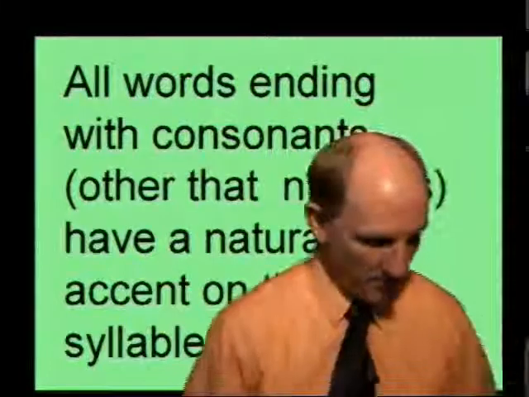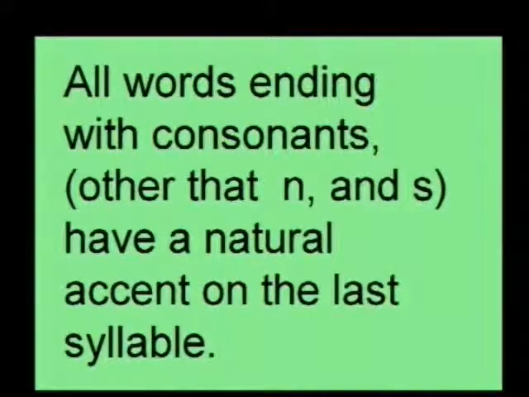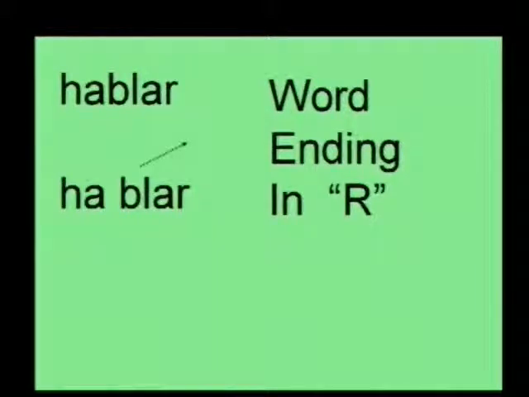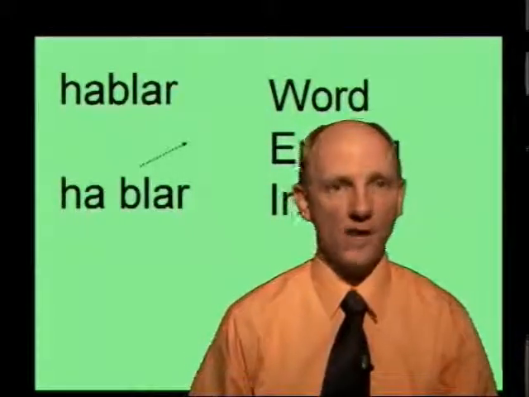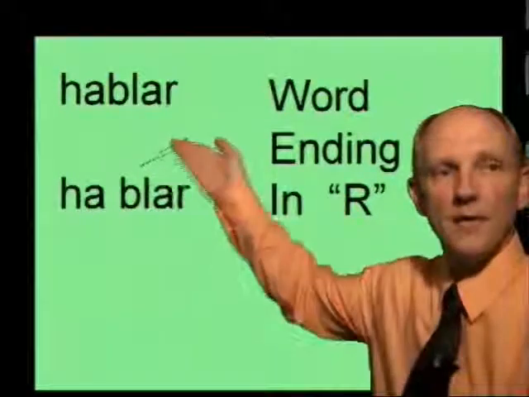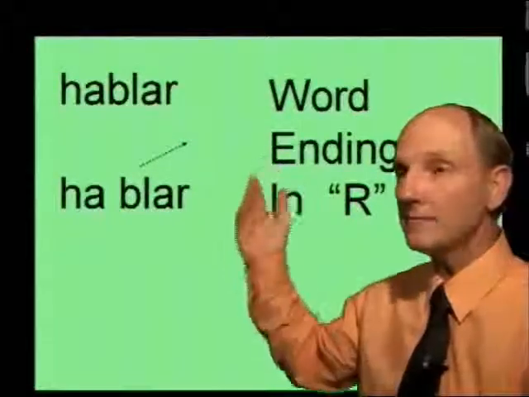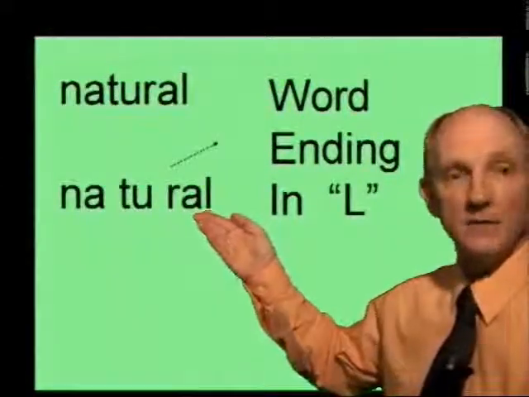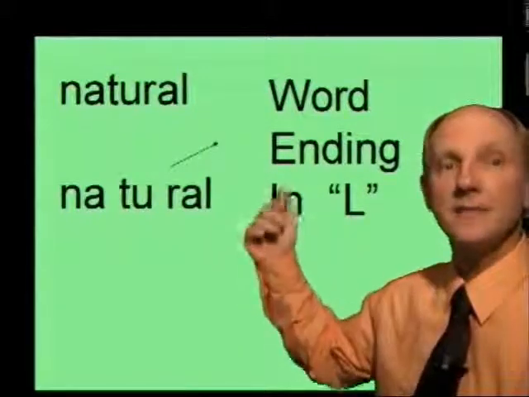Now, all other words, let's look at the rule here. All other words ending with consonants other than the N or the S have a natural accent on the last syllable. The last syllable. So, let's look at a few of them. If a word ends with an R, if the last letter of the word is an R, we're going to go up on the last syllable. Hablar. Hablar.